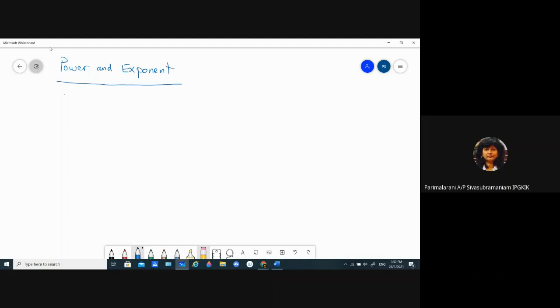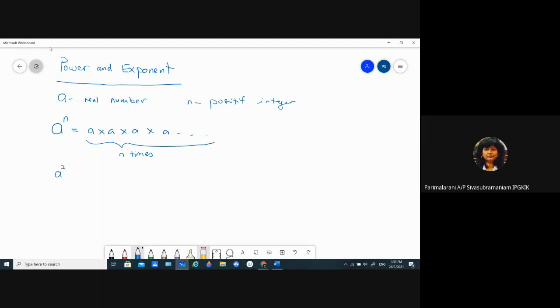Power and exponent. Say, for example, that a is a real number, any number that is real, and n is a positive integer: 1, 2, 3, 4, 5, and so on. If we have a number represented like this, a to the power of n, what this means is a times a times a times a, and so on. This is how many times we are multiplying a. We are multiplying n times. The power of n means we're multiplying n times.